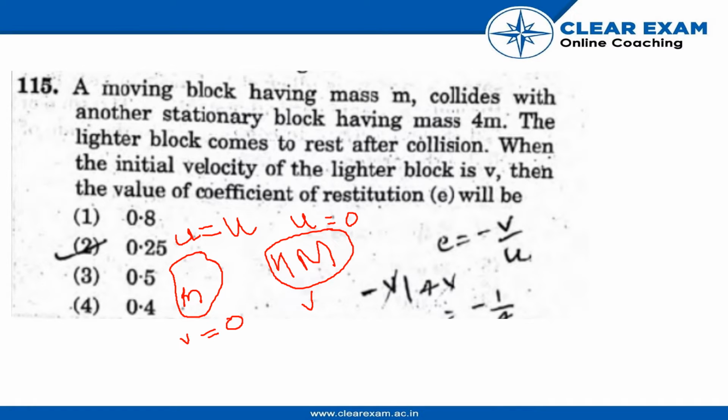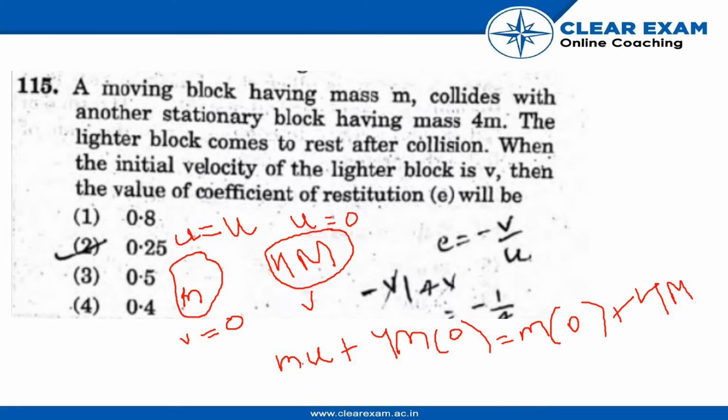Now according to conservation of momentum, we will find m into u plus the bigger mass 4m into its initial velocity, 4m into 0, equal to the lighter mass, small m, into 0 plus 4m into the final velocity, 4m v. So m and m get cancelled from here.